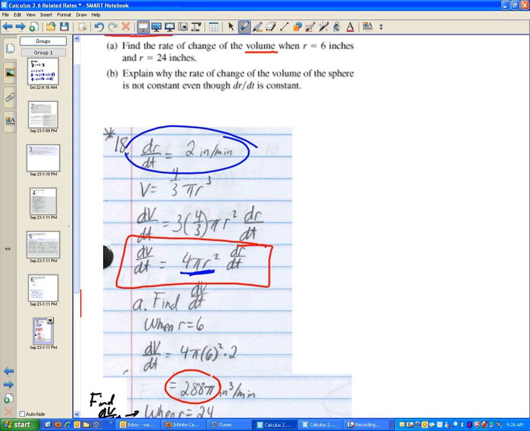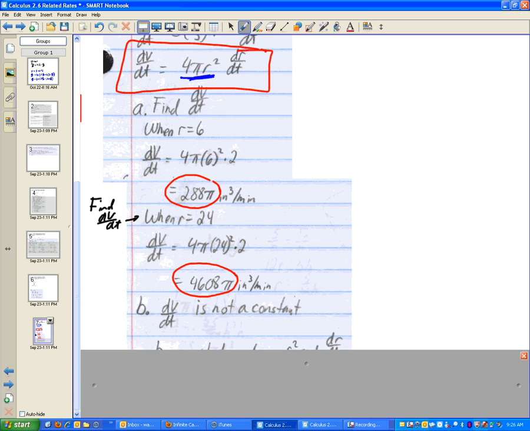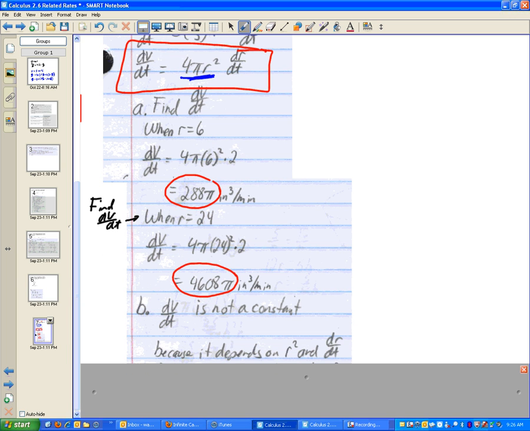Because r is exponential. Okay? dV dt is not a constant because it depends on r squared. I should have written that as well as dr dt. I made it sound like it depends on dr dt, which was a misstatement. But r is exponential. That's what screws it all up.